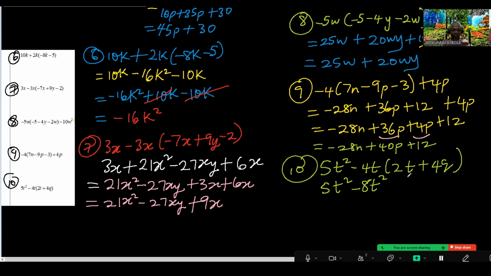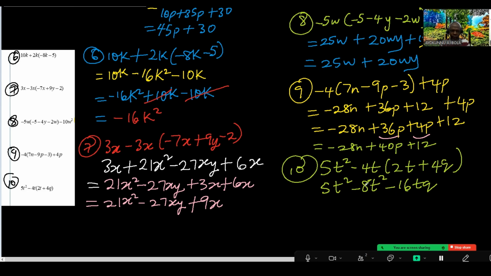Are you struggling with the device, or is the device struggling with you? There's something on the screen that's disturbing him. Then the other one, 4 times 4 is 16, and it's going to be negative 16. Then tq, like saying thank you. They are not the same.